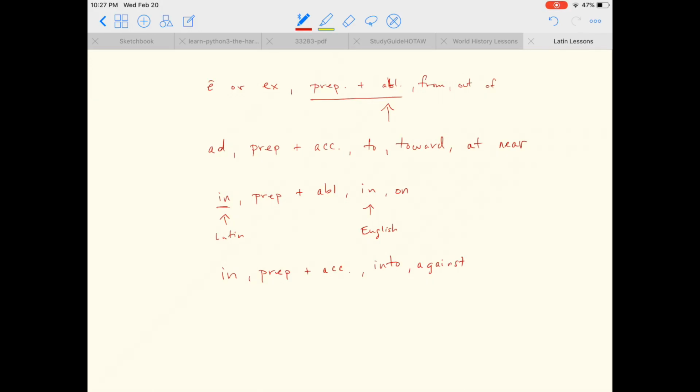Okay? So, let me just double check that I don't have anything else to tell you at the moment about prepositions. I think that's good for right now. I would review, if I were you, on page 65, the section that says forms that deals with the ablative case. Make yourself familiar with that table.